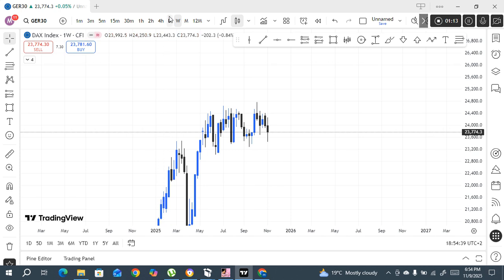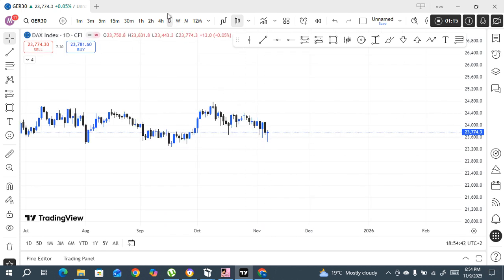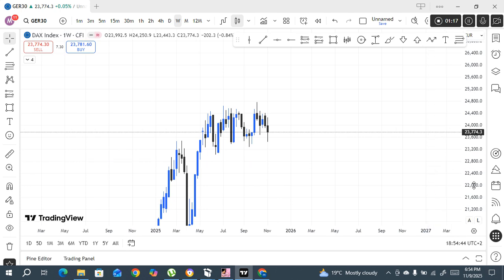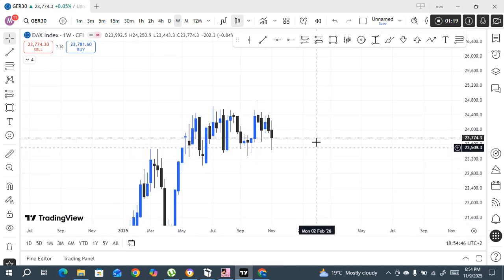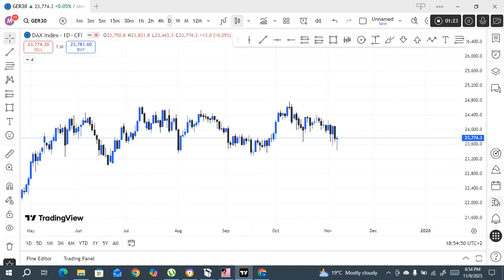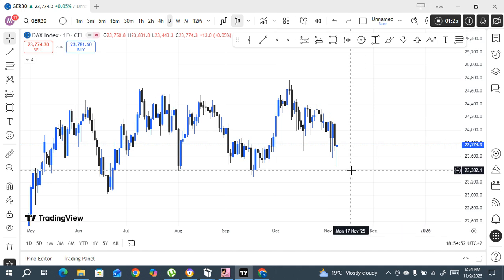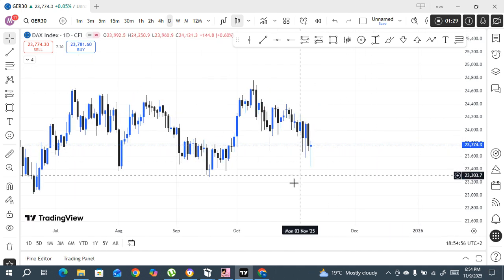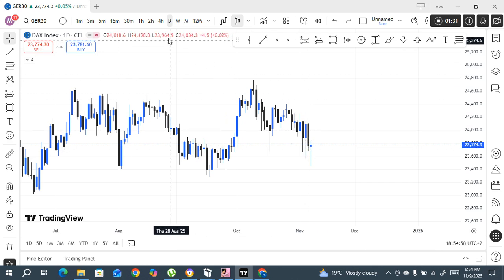So for us to get our analysis and understand what to expect, let's go to the daily time frame. We just need to do it like textbook, easy like A, B, C, D. Even on the daily time frame, it tells us that we are bearish.